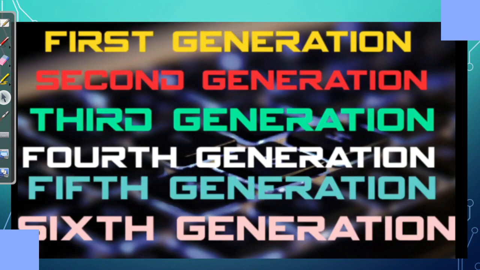Okay, children. Next, we will see the various generations of computers. Totally, you have six generations. The sixth generation is the future generation. Up to now, we have crossed the fifth generation, and we are in the fifth generation.